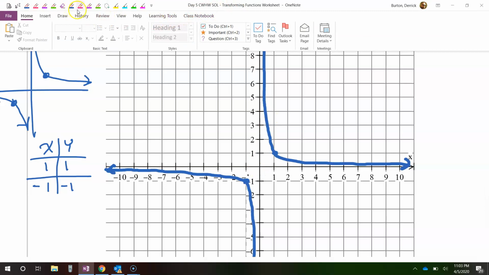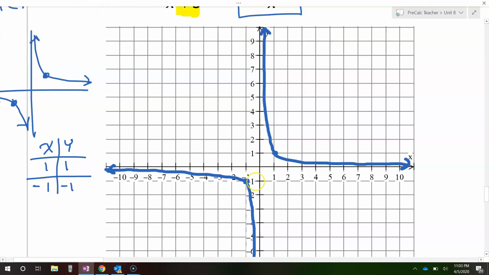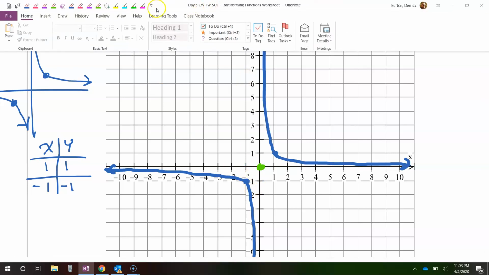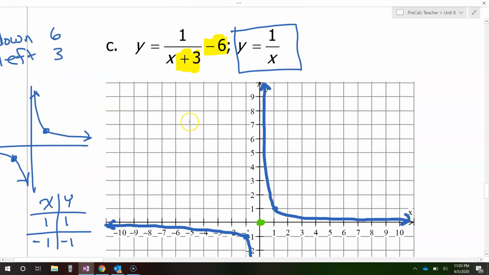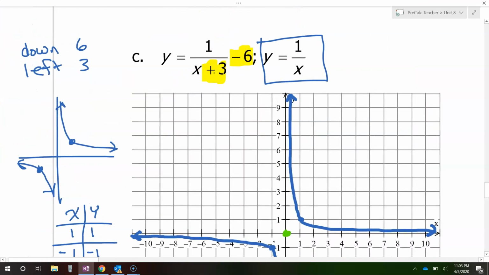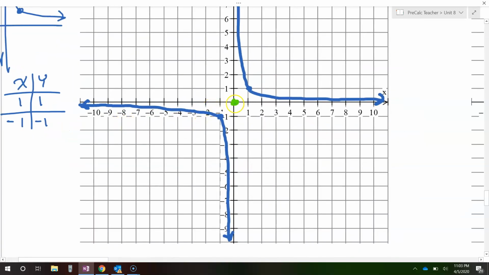Now, notice the origin right here, okay? Now, I need to do the following two transformations. I need to move left 3 and down 6. All right, left 3, down 6. We already talked about that. So the center of this graph is going to move left 3 and down 6. So this is going to be the new center of the graph.